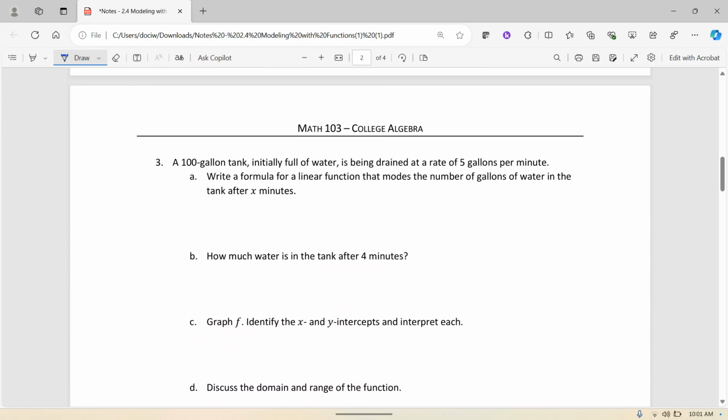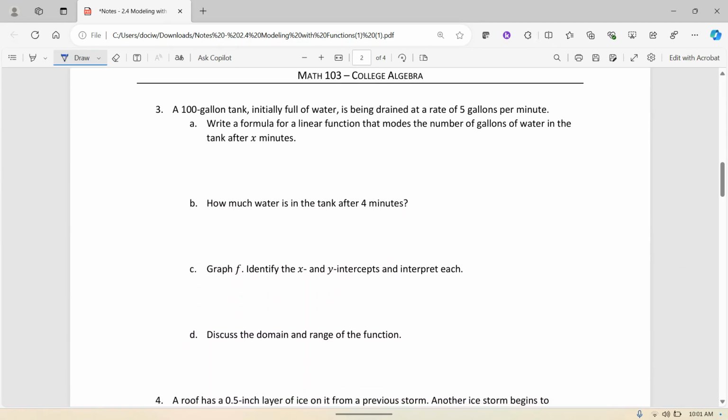Page 2. Very similar, we just have a few more questions. A 100-gallon tank, initially full of water, is being drained at a rate of 5 gallons per minute. So the first thing we want to do is write a formula for a linear function that models the number of gallons of water in the tank after x minutes.